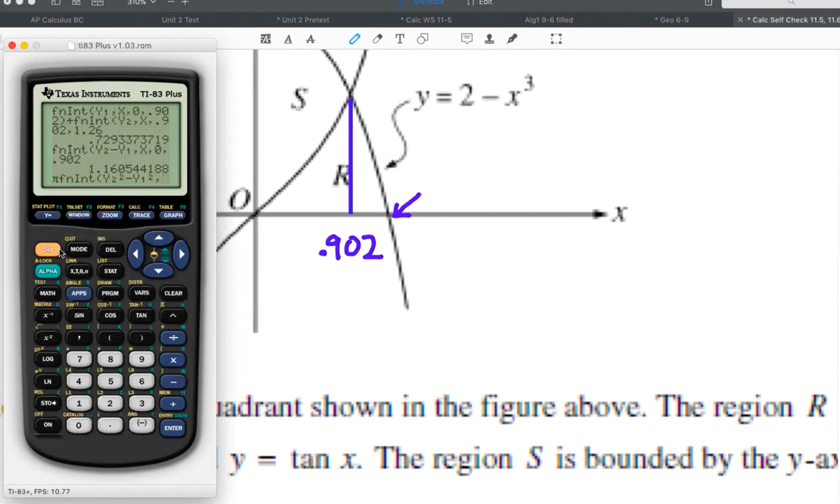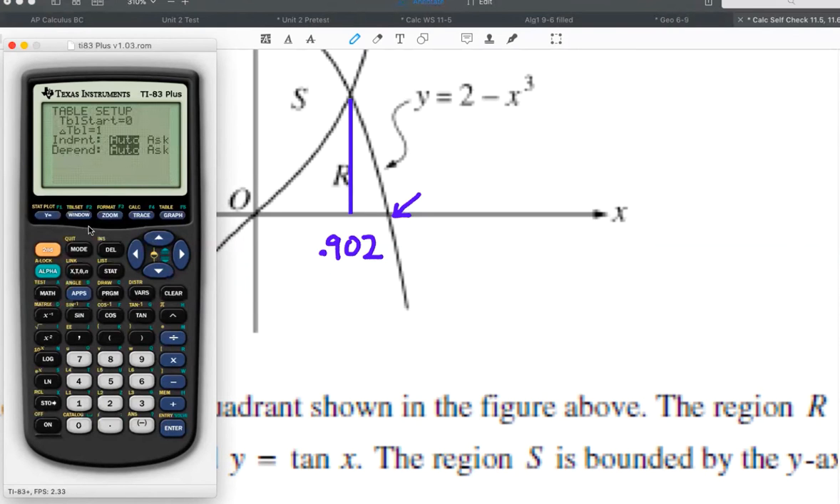So let me try this again. I'm going to do a second trace to calculate the 0 again. And oh, I know. Okay, so my left bound, I'm going to do 1. My right bound, 1.29. And my guess is going to be 1.2. Now I should have a sign change. And no, what? It should be happening at 1.26. I don't know what's going on.